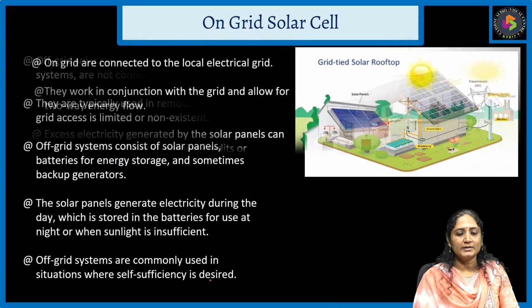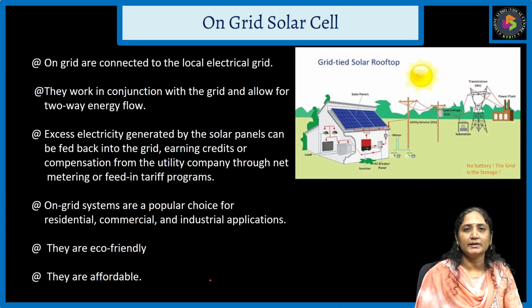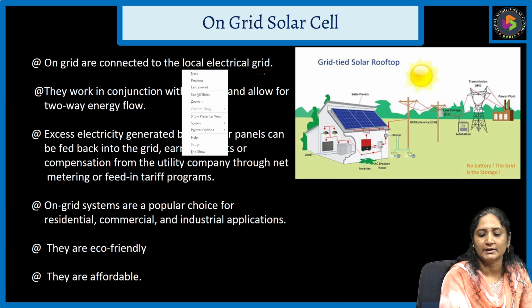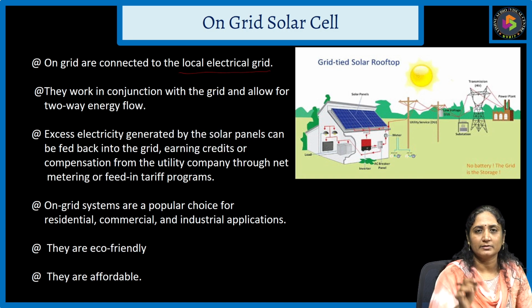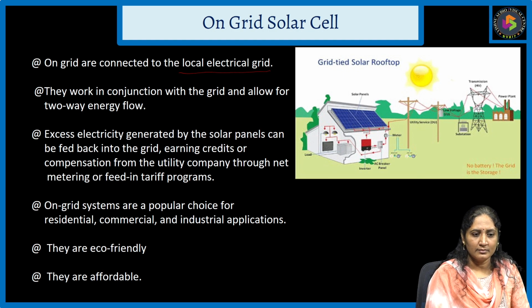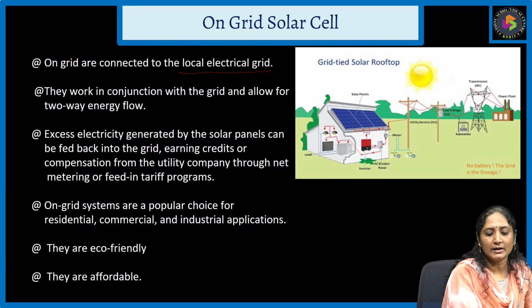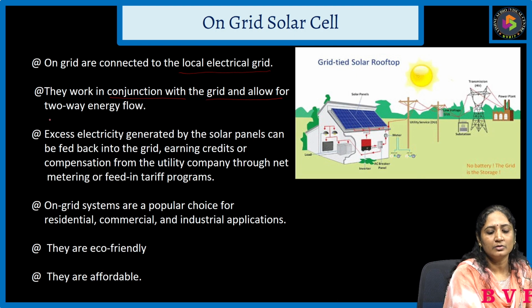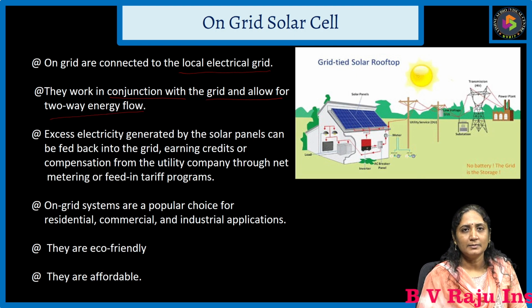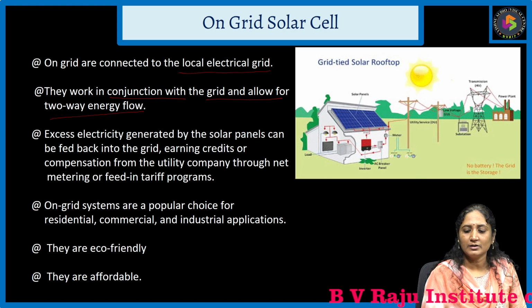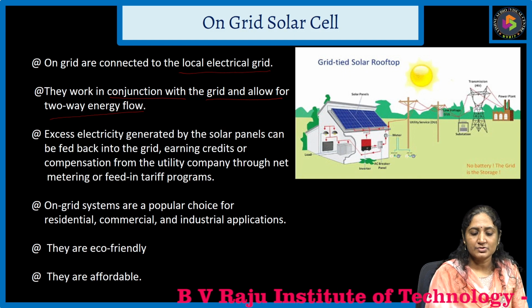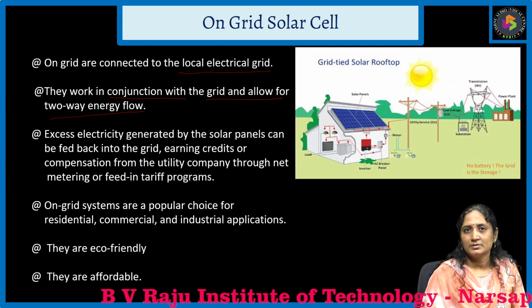And come to the on-grid system. What is meant by on-grid? On-grid means a system which is connected to the local electrical grid. So we can connect it to the electrical grid. Then the system working in junction with the grid allows two-way energy flow. It supplies energy for household things, and it may be for industrial purposes also, we can send the energy.